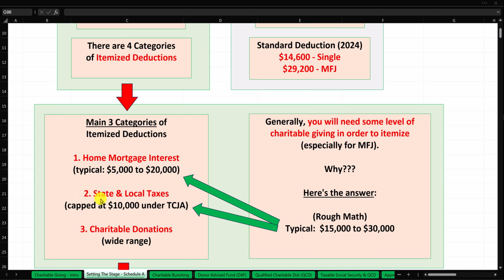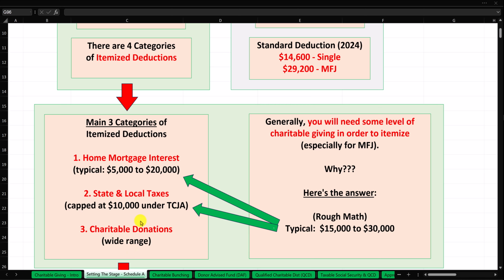The second category is going to be your state and local taxes, and this is capped at $10,000 under the Tax Cuts and Jobs Act. In fact, it's this cap that was put in place under the Tax Cuts and Jobs Act that caused more and more people to stop itemizing, because this cap was enough to basically kick them out of being able to itemize and push them back into the standard deduction. And then the third main category is going to be your charitable donations, and you're going to see a wide range here. This could be anything from a few $100s up to 6 figures.